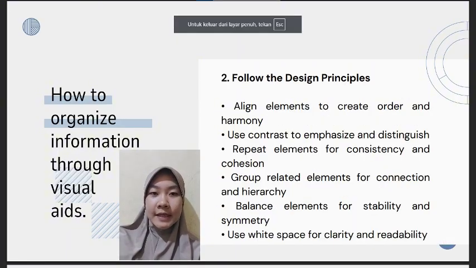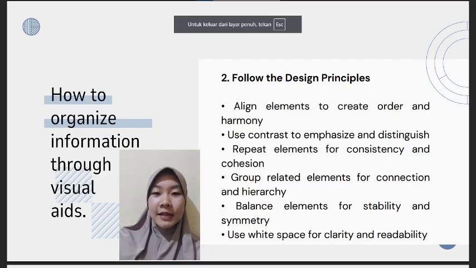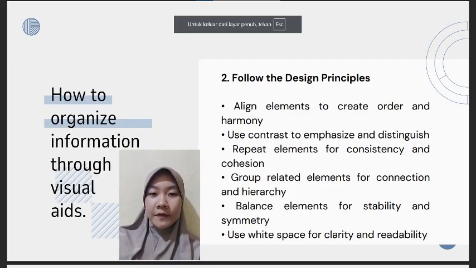Number two, follow the design principles, such as align elements to create order and harmony, use contrast to emphasize and distinguish. Repeat elements for consistency and cohesion. Group related elements for connection and hierarchy. Balance elements for stability and symmetry. And the last, use white space for clarity and readability. It incorporates sufficient empty space around elements to prevent clutter, making the design cleaner and improving readability.